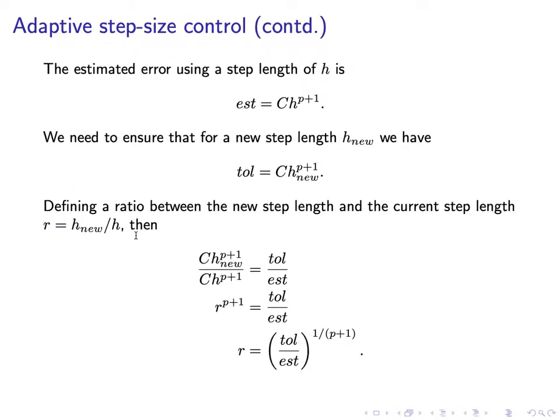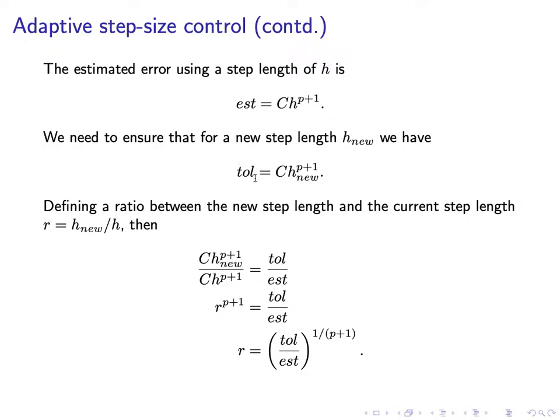Okay, so how do we change the step length? This is taken from the definition of big O h to the n. If you need to know what that is, I suggest you look at the lecture notes or the previous videos. So the estimated error of using a step length h is this: EST = c times h^(p+1), where c is some positive value we don't know. We need to ensure that our new step length has an error which is the same as the tolerance. So that's what we're doing.